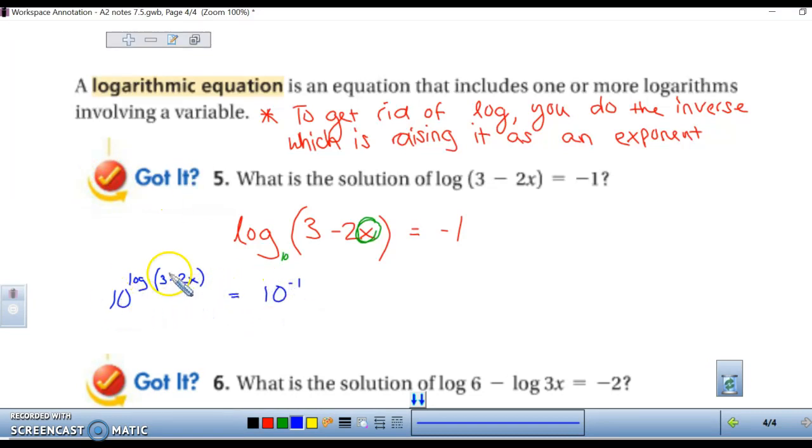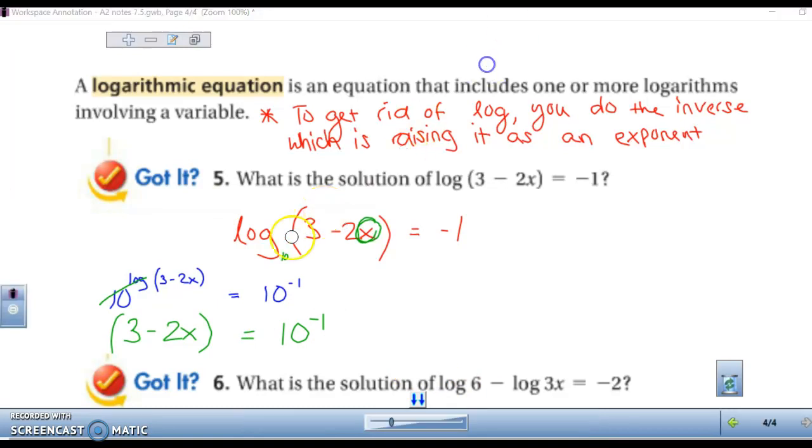So now we have 10 to the power log (3 minus 2x) and 10 to the power negative 1. What that does is it cancels. So 10 to the power log base 10 cancels. And we have 3 minus 2x, so that drops back down. It still equals 10 to the negative 1. So then all we have to do is solve for x.